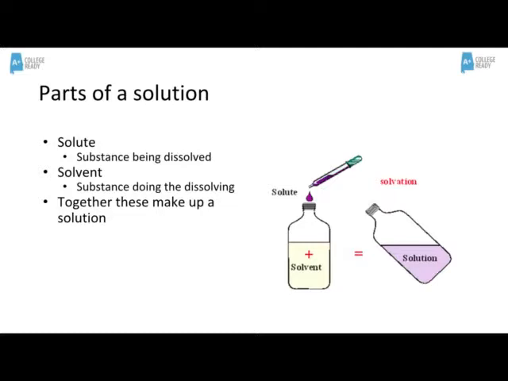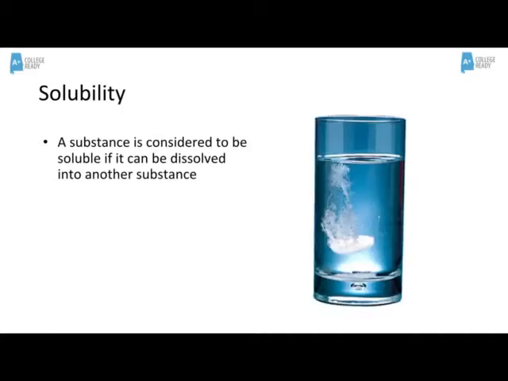When we're talking about solutions, there are two different main parts of a solution: the solute and the solvent. The solute is what you're going to dissolve, and the solvent is what you're dissolving the solute in. Together these two things make up a solution. Going back to the Kool-Aid example in the beginning, the Kool-Aid powder would be the solute, and the water would be the solvent. It would be what's dissolving the Kool-Aid powder.